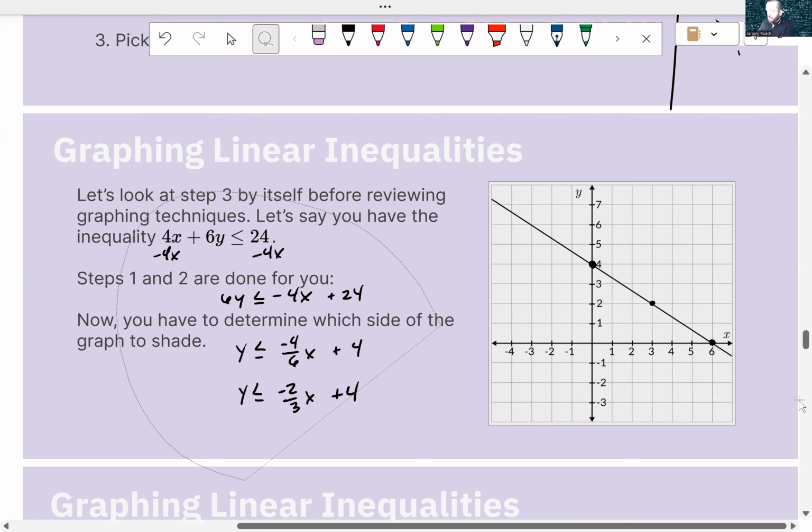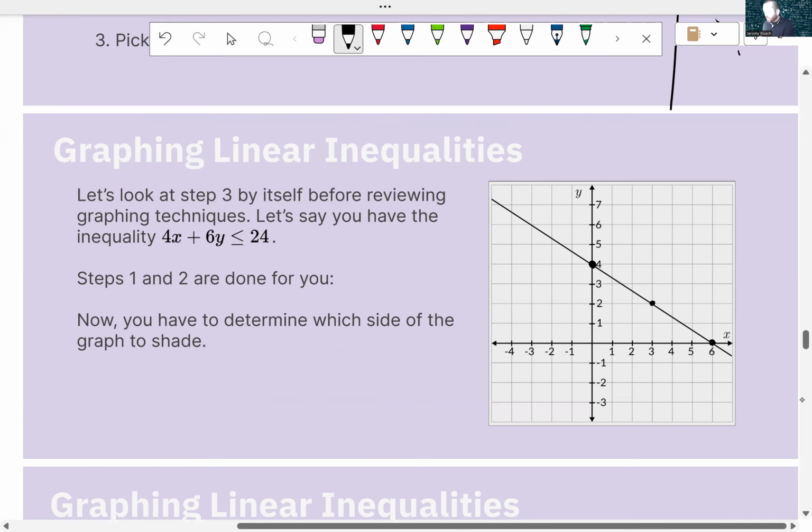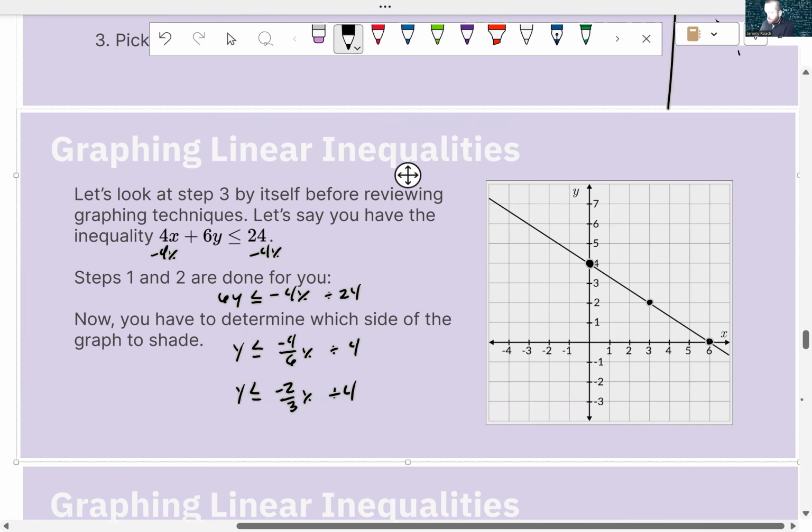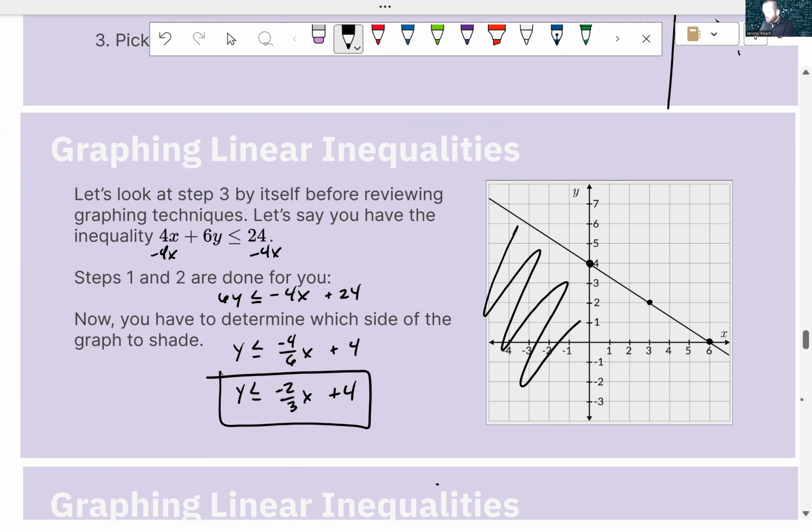All right, so now the next part is we have to figure out, are we shading above or below the line? Let me actually go back here. So this was our final answer. We have y is less than or equal to. That means we should be shading below the line.